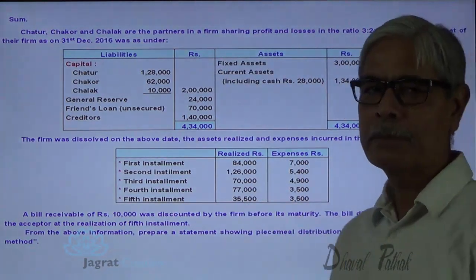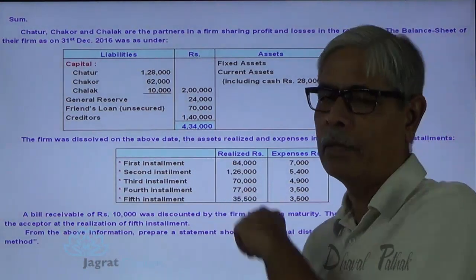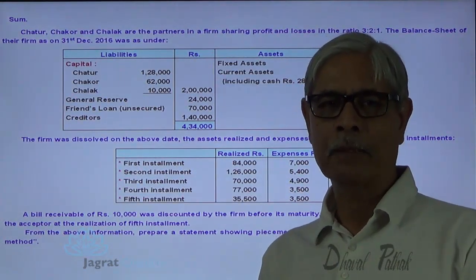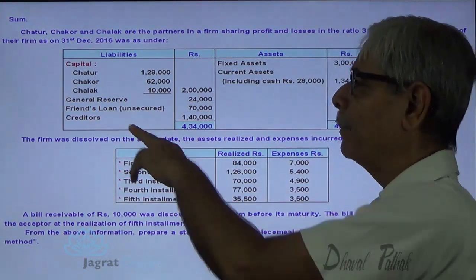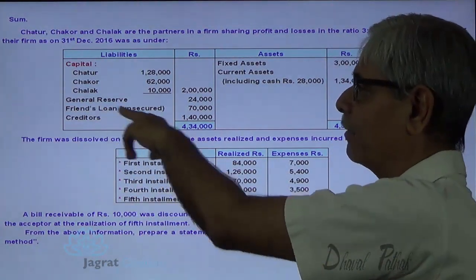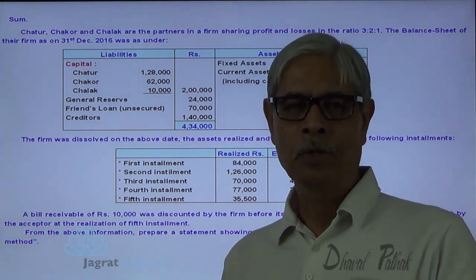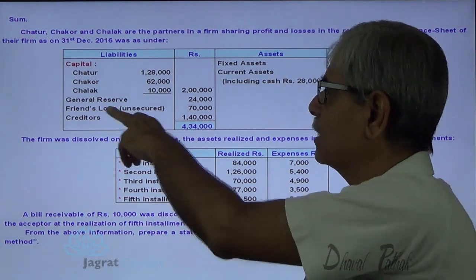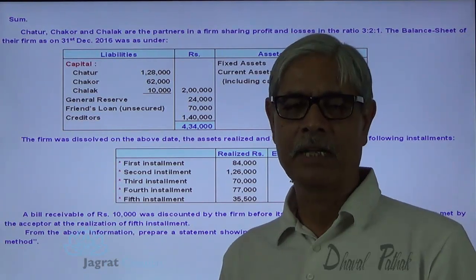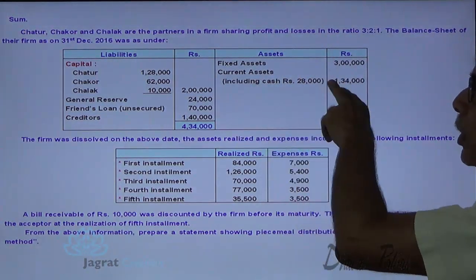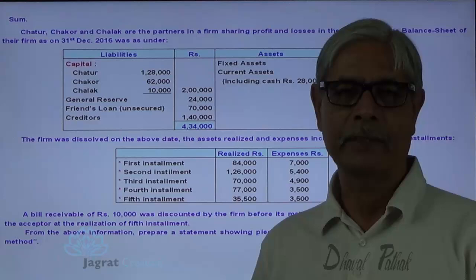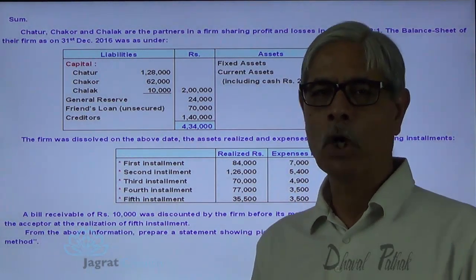When I want to prepare a piecemeal distribution statement, I will look at the liability side. How many columns should I prepare for sequential payment? I am required to prepare a column for creditors. I am required to prepare a column for friends loan. Similarly, I am required to prepare the capital columns for all the partners. This general reserve will be distributed amongst partners in the ratio of profit sharing. And for distribution of cash, I am going to prepare one column for cash. So let me start preparing all these columns.